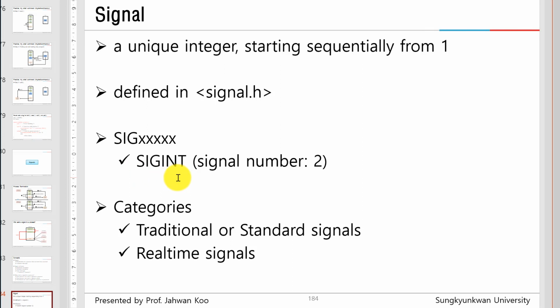There are two categories of signals. One is the traditional or standard signals. The other is real-time signals. The traditional or standard signals are used by the kernel to notify processes of events. They are numbered from 1 to 31 on Linux.